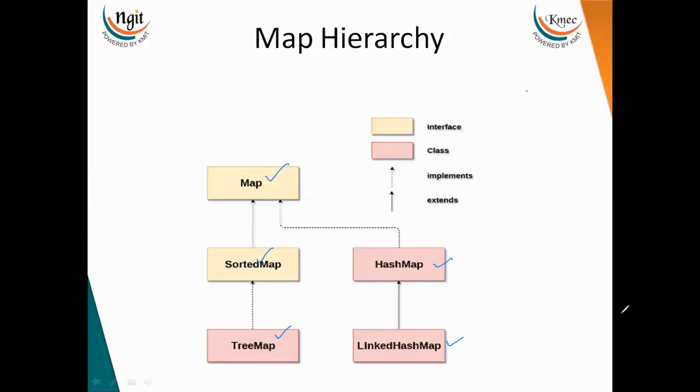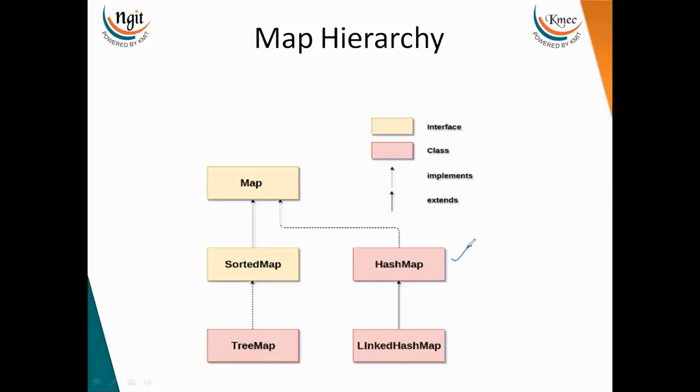Now, sir, what is the difference between these three? That is, here we have the TreeMap, HashMap, and then we have the LinkedHashMap. Do we have any differences among these three? Of course. Here I am going to explain the difference between the HashMap, TreeMap, and LinkedHashMap. So here, this HashMap implements the map as we know. It does not maintain any order.